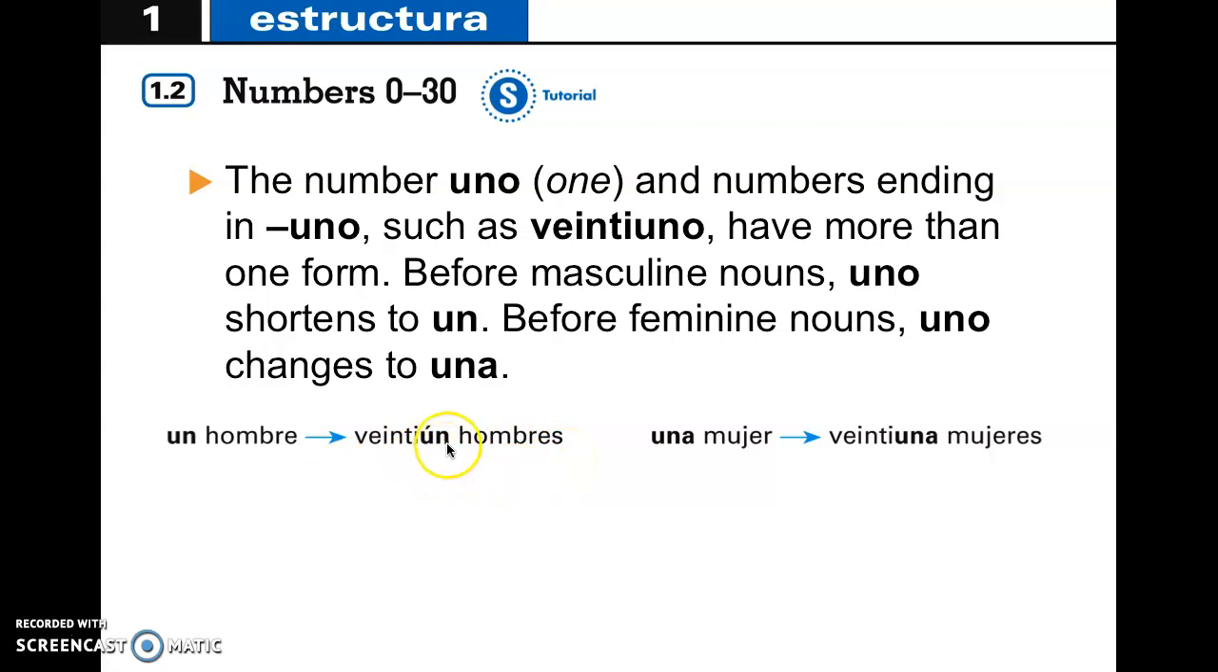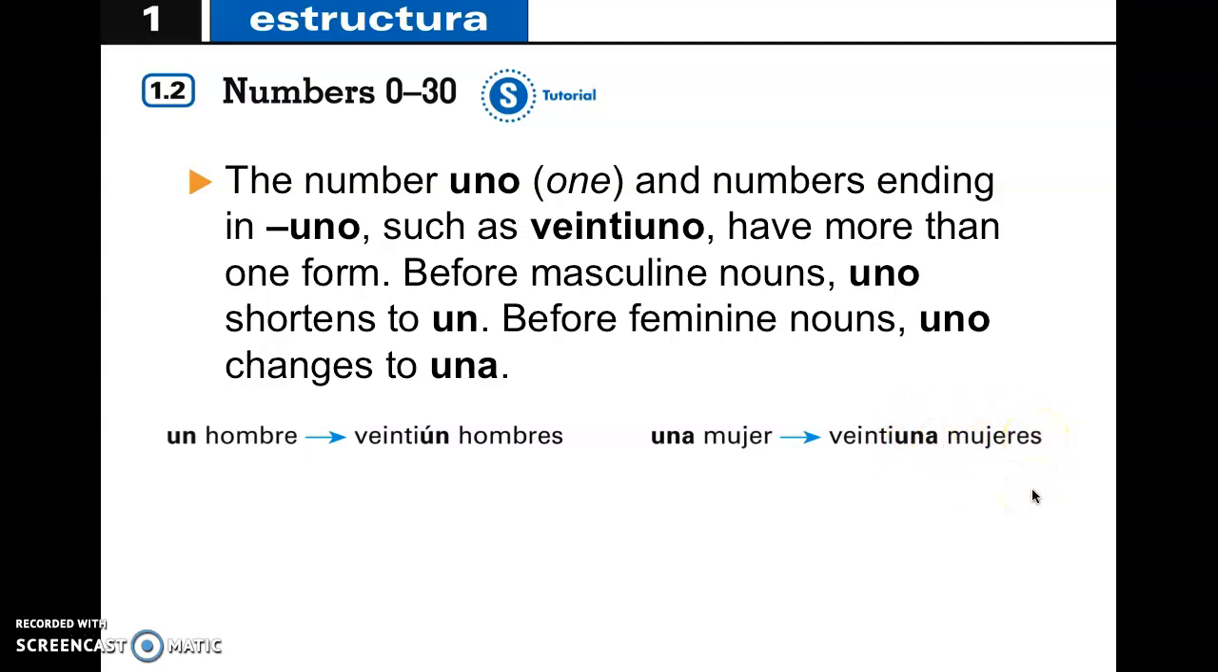Why? Because it's simply easier to say. Think about it. Otherwise, you'd have veintiuno hombres, and you'd have to make a break in the middle of the word. Anyway, so it's shortened to make it easier to understand. Okay? Before feminine nouns, uno changes to una. So instead of saying uno or saying una mujer, veintiuno mujeres, it would be veintiuna mujeres. It does what you would call agree with the gender of the noun.